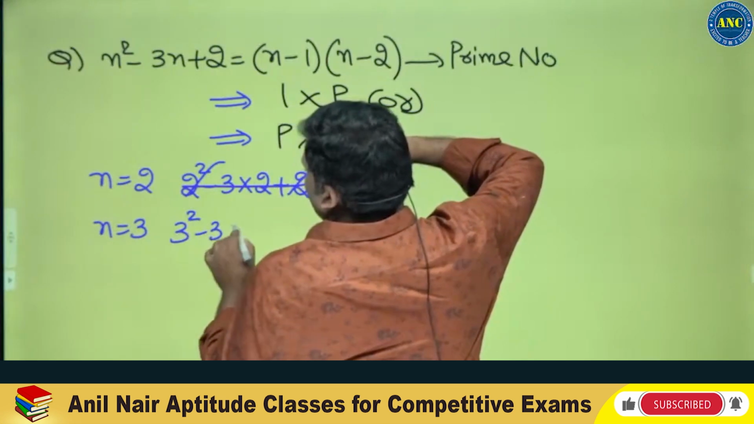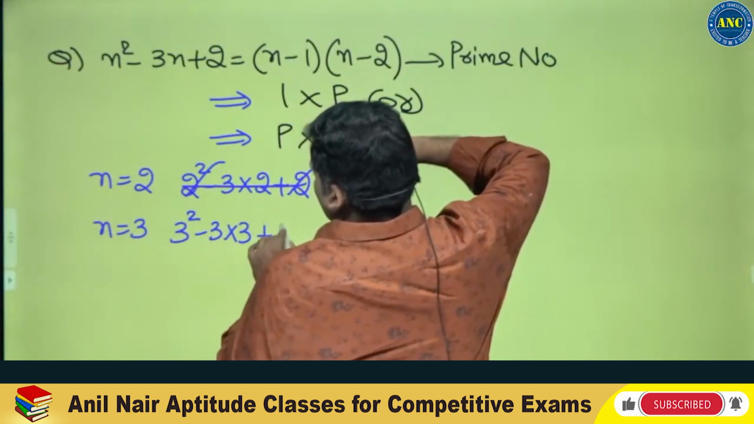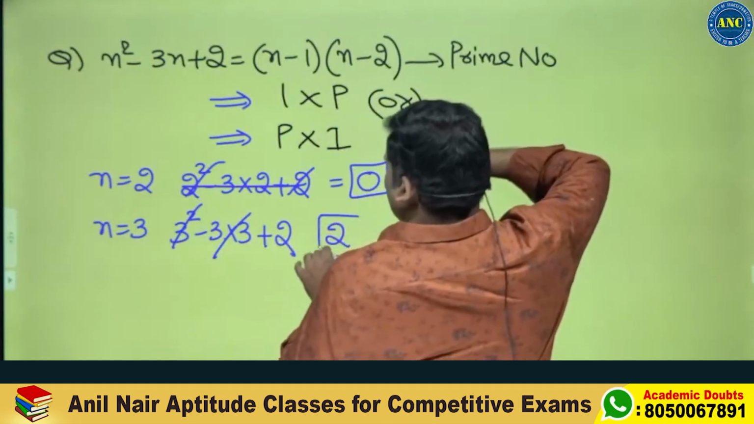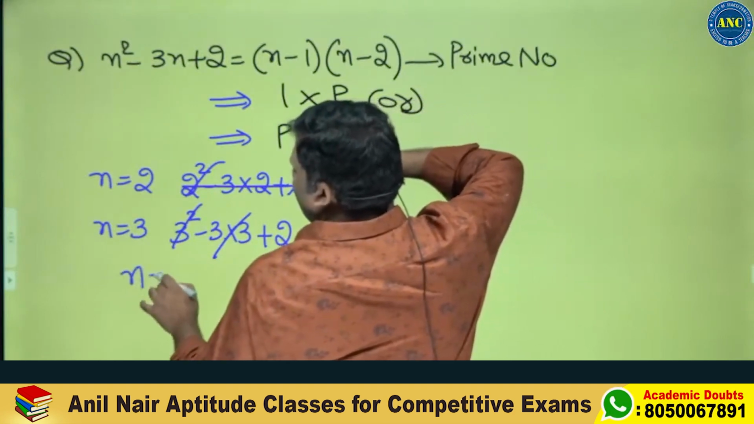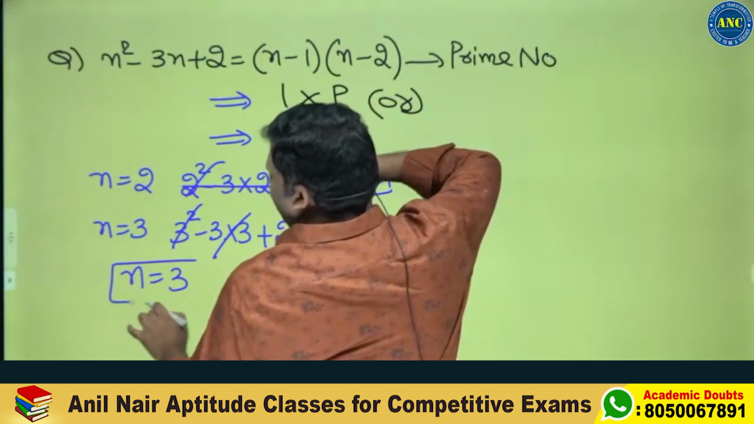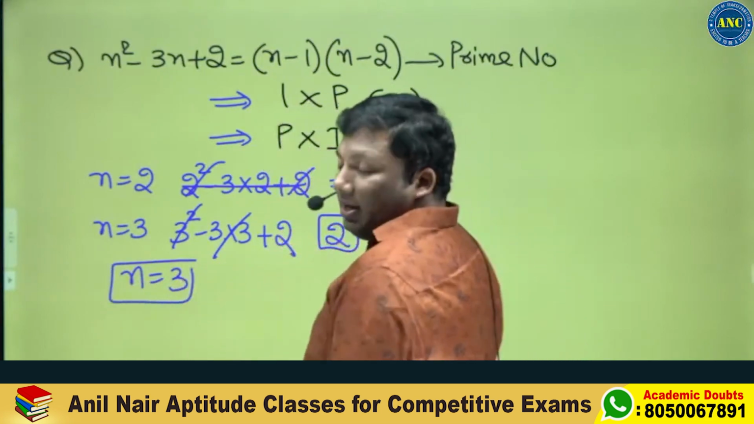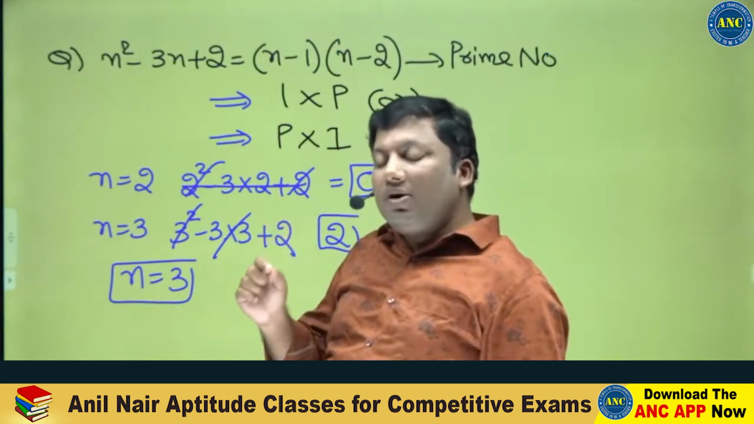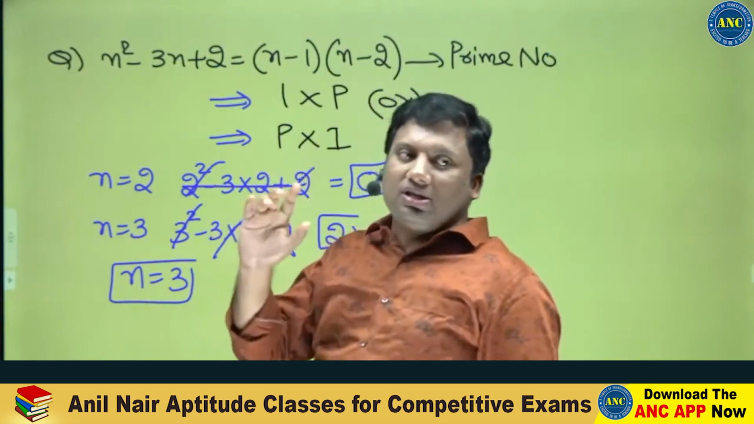n minus 2, if it is 1, n value will be 3. 3 square minus 3 into 3 plus 2: 9 minus 9 plus 2, that is 2, which is a prime number. So for which value of n is this expression becoming a prime number? n equivalent to 3.